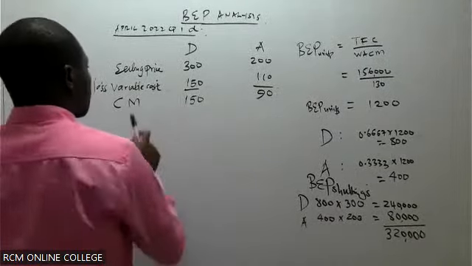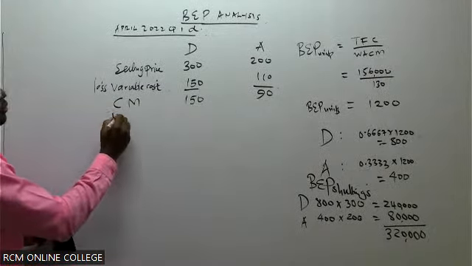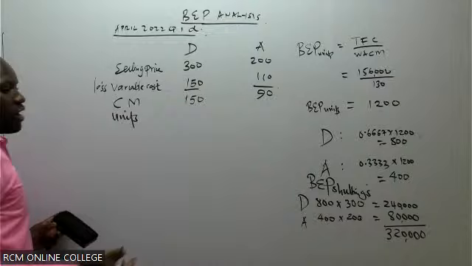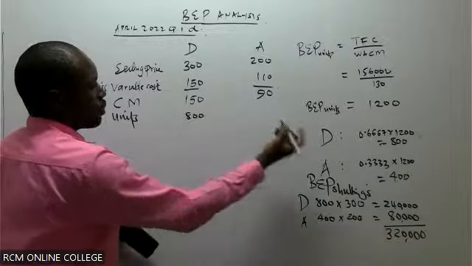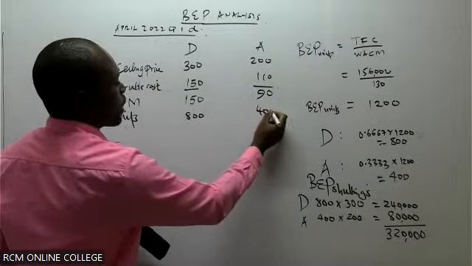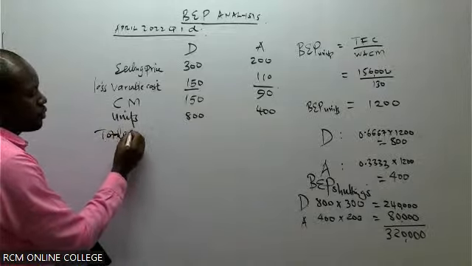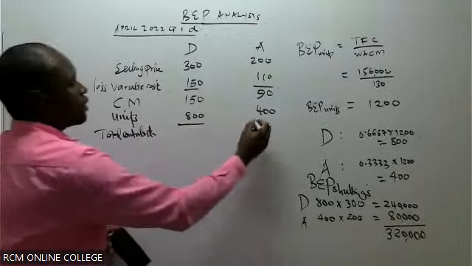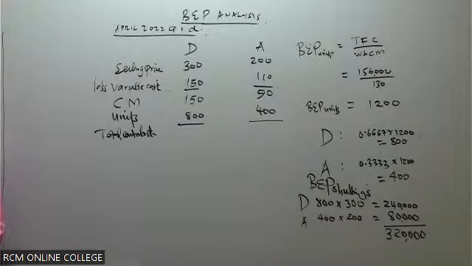So once you have the contribution margin, you can go ahead and give us now the units. So basically, we want to prove whether what you're having here is correct. So the actual units for D will be 800. The actual units for A will be 400. So why can't you go ahead and give me total contribution? So total contribution, we have 150 by 800. What are you getting?